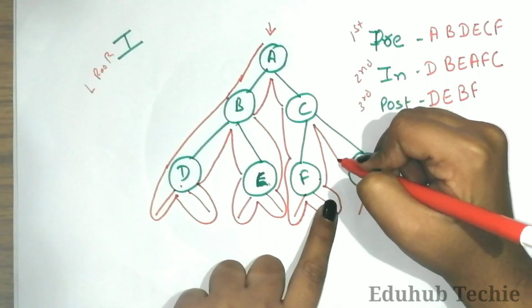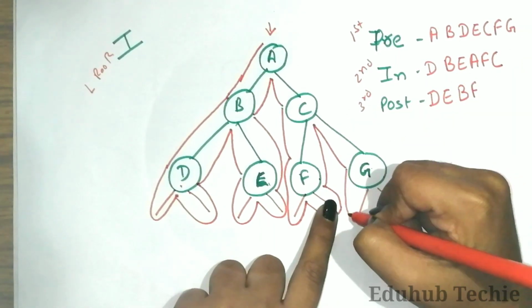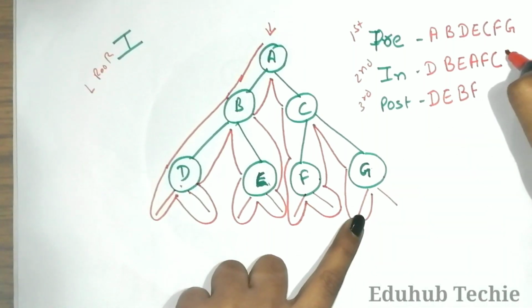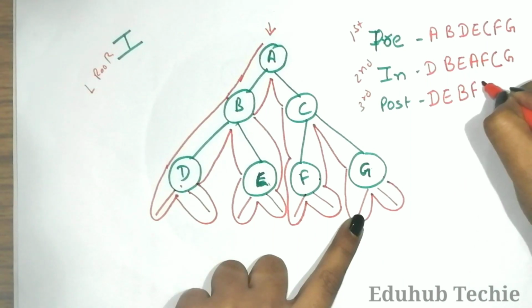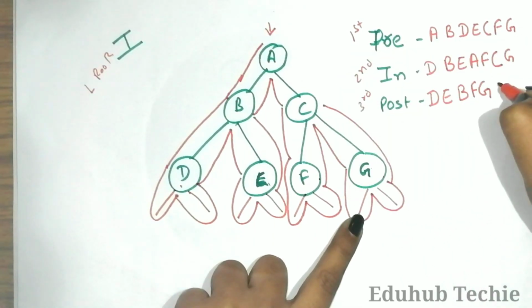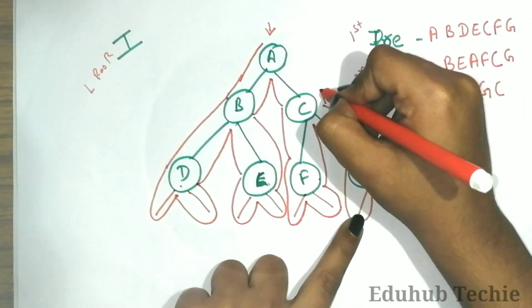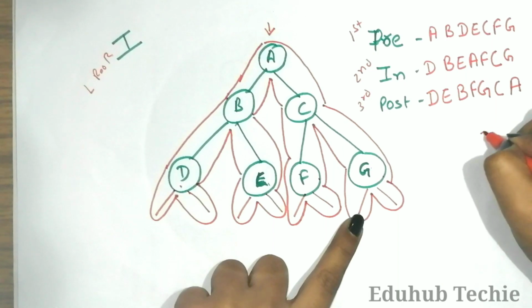We move towards G for the first time, so it is pre-order. We move towards this for the second time, it is in-order. Towards this for the third time, it is post-order. Then again we reach C for the third time, it is post-order. And again back to A for the third time, it is post-order. That's it.